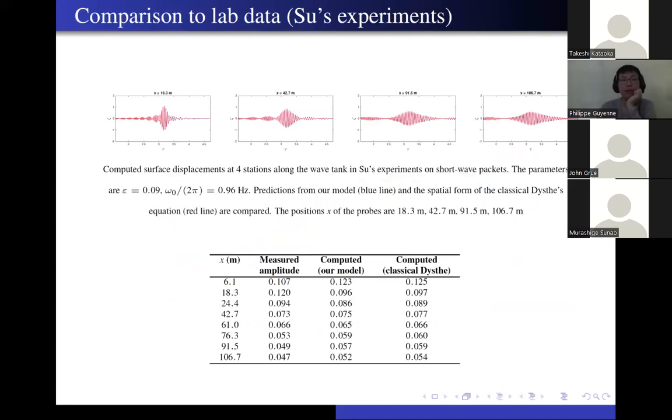So here we're comparing two experiments by Su. Unlike Keller's, the wave tank here is longer. Again, these are the wave profiles at various locations down the tank. So you can see that it goes up to 100 meters. And we're comparing models and measurements on the maximum amplitude at each location. So the measurements and the predictions according to the two models, Hamiltonian and classical. And you can see that it's also very similar.